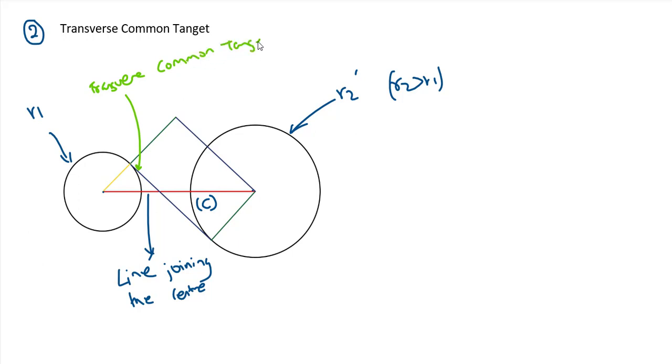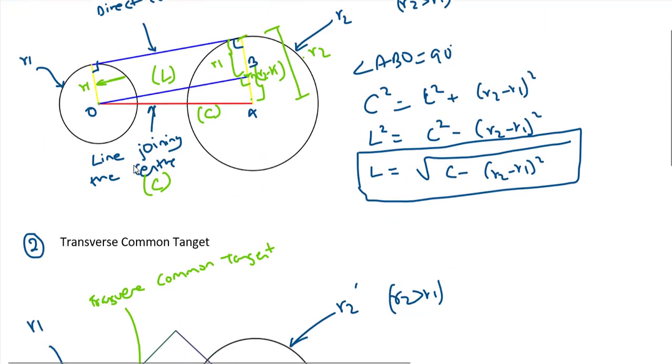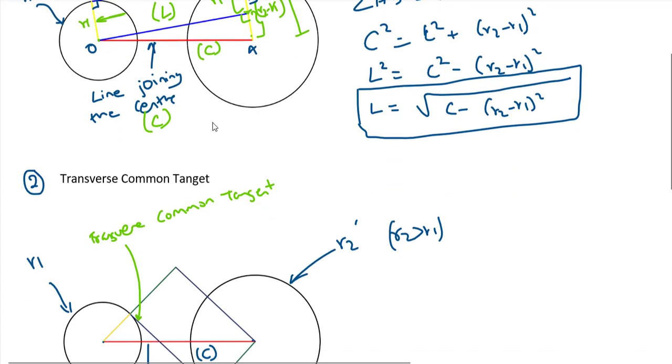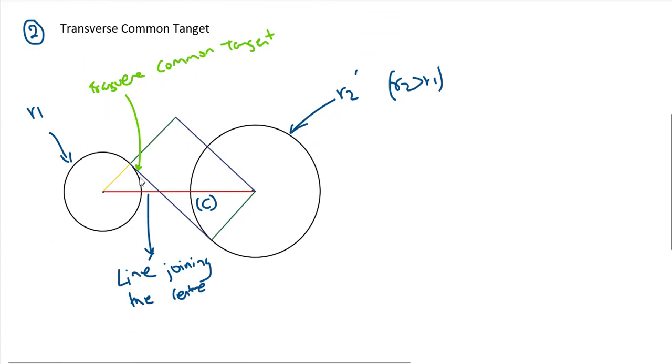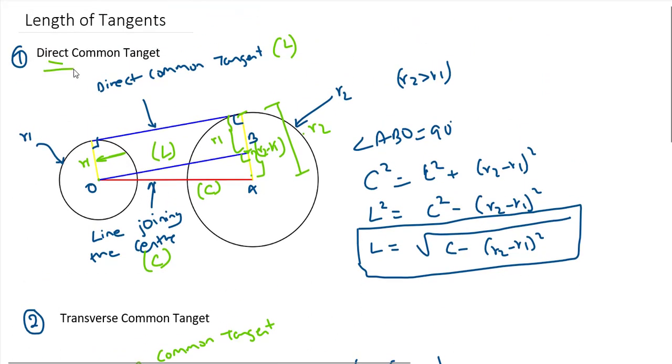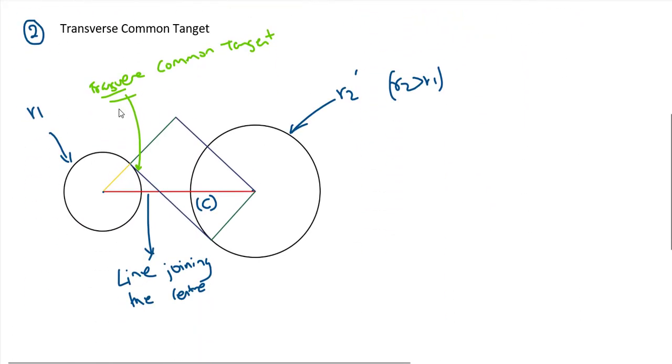So what is the difference between a transverse common tangent and a direct common tangent? If you observe the direct common tangent, the tangent line is not intersecting or cutting the line joining the centers. Whereas in a transverse common tangent, you will see the tangent line is intersecting or cutting the line joining the centers of the two circles. So any tangent which cuts the line joining the centers of the circles is called a transverse common tangent, and any tangent which does not cut the line joining the centers is called a direct common tangent. I hope the difference is clear now.